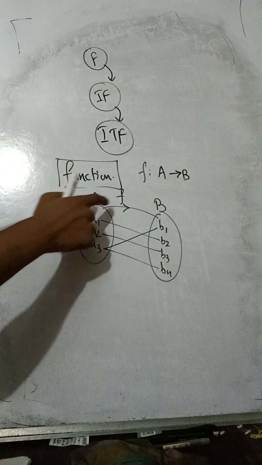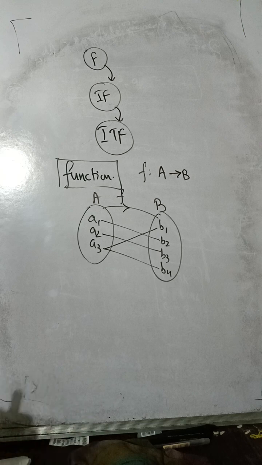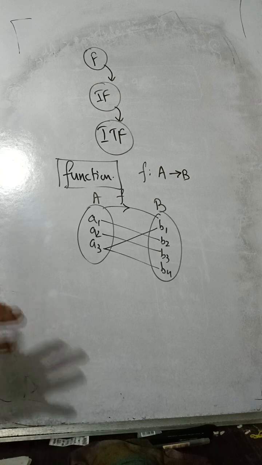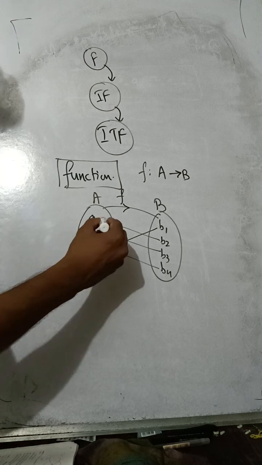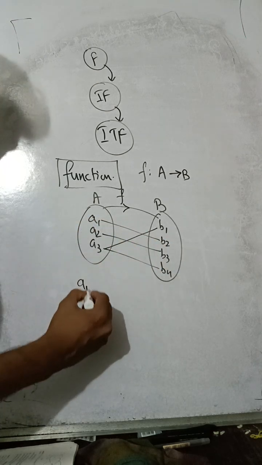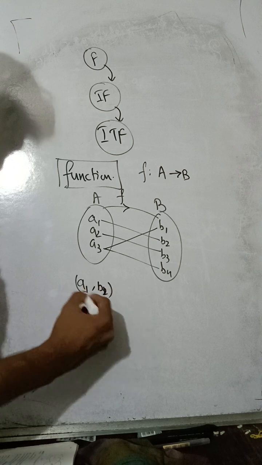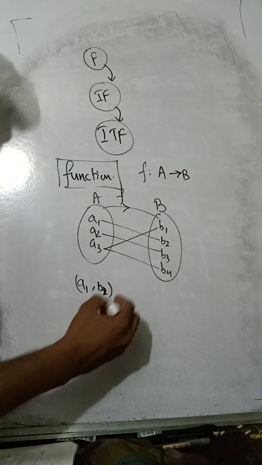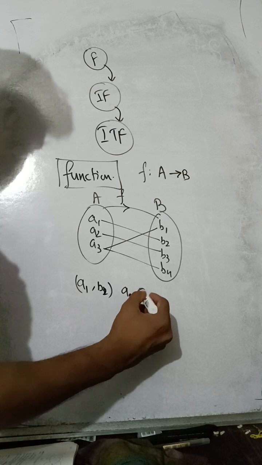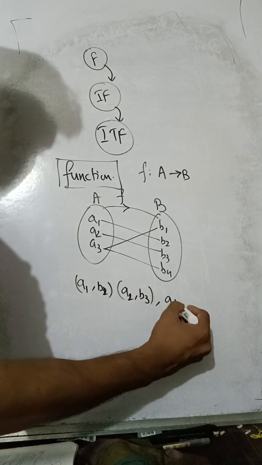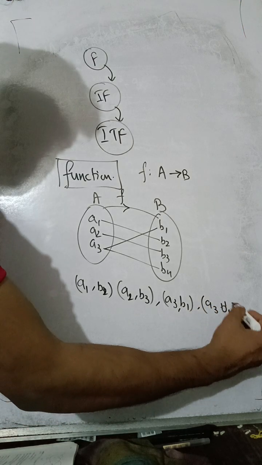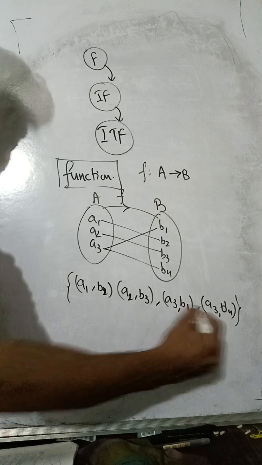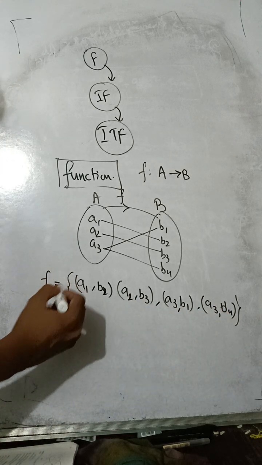Now f is a relation here. We will also try to discuss the difference between relation and function. Since we have these lines, (A1, B2) is an ordered pair. Also (A2, B3) is an ordered pair, also (A3, B1), and also (A3, B4). So these four ordered pairs form this relation f.